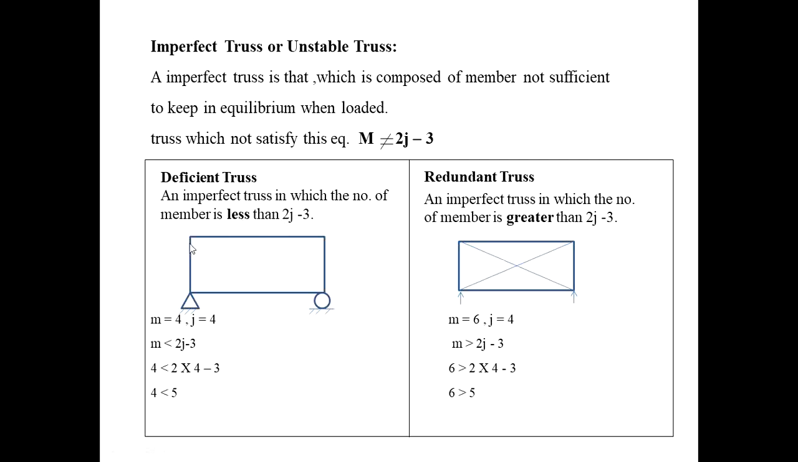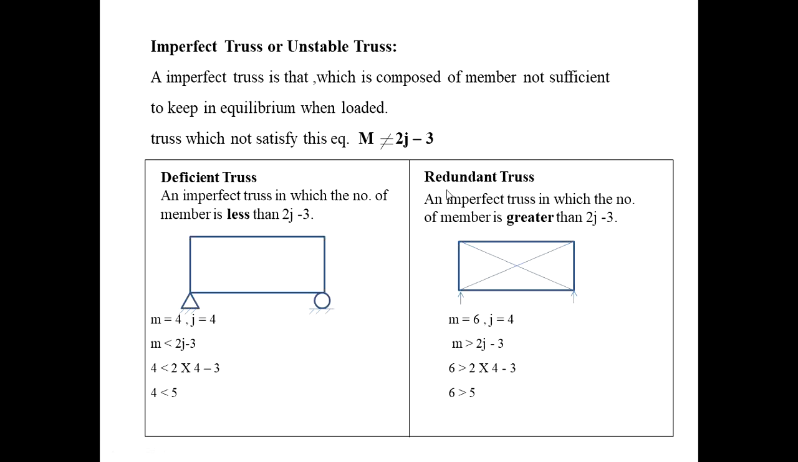Let us see one example. A rectangle truss, the members of this truss are 4, 1, 2, 3 and 4, and joints also 4, 1, 2, 3 and 4. So m is less than 2j minus 3. So m is equal to 4, j is equal to 4, into 2, 8, 8 minus 3 is 5. So this equation becomes 4 is less than 5. So this truss is called an imperfect truss or deficient truss.